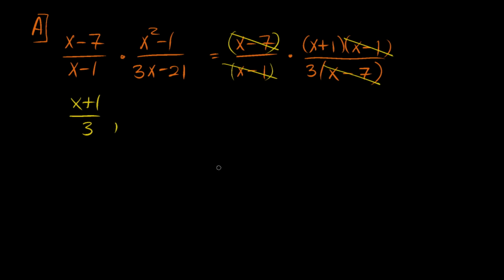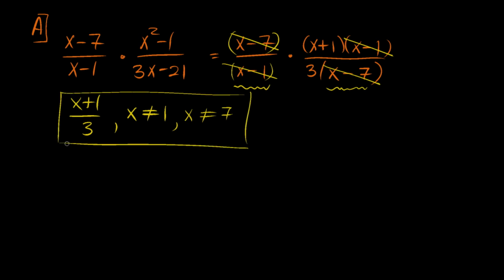Now I have to list any restrictions on the variable. So there's no variable down here, but I have to look at all the factors in the denominator prior to that step. This will give me a restriction, and so will that. X cannot be 1 because it would cause division by 0 here, and x cannot equal 7 because that would cause a division by 0 there. So that would be the answer for that one.